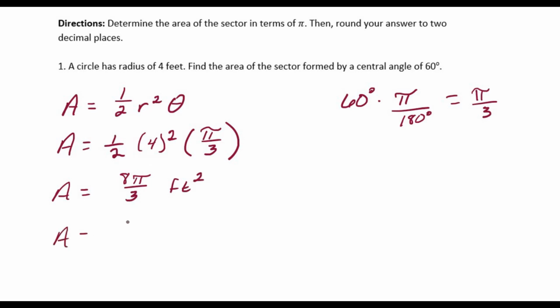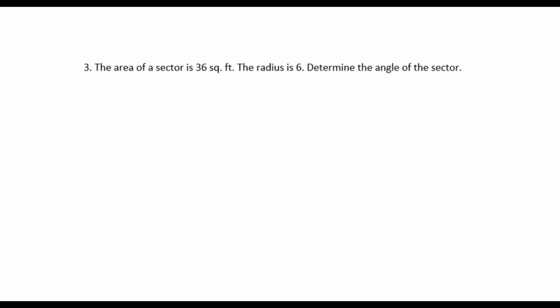So I can put all of this into the calculator to get a decimal approximation. Do approximate symbol there. So I have 8.38 square feet. I'm going to skip over problem 2 because it is just like problem 1.